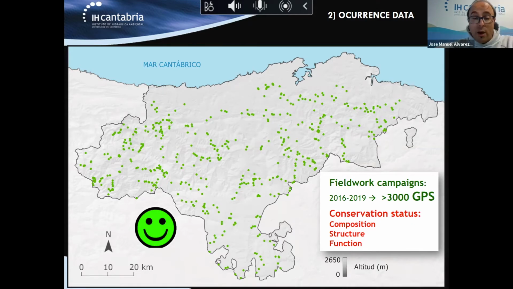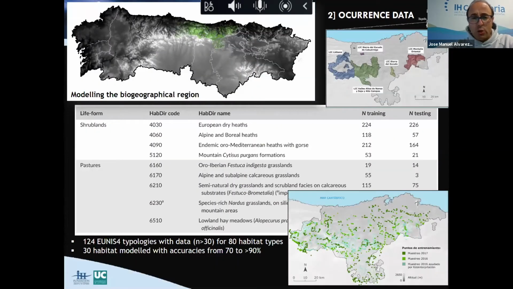Now we have around 5,000 points covering the whole area that are GPS points made by botanists, with information not only about the habitat, but the species, the typical species, the conservation status indicators that give us confidence when using that information. Now, as I told you, these numbers are, for example, from different types. Here it is following not units, it's following the Annex 1 directive. For different habitat types, European dry heaths and others, for shrubland, pastures, we have around a couple of hundred points for training and for testing.